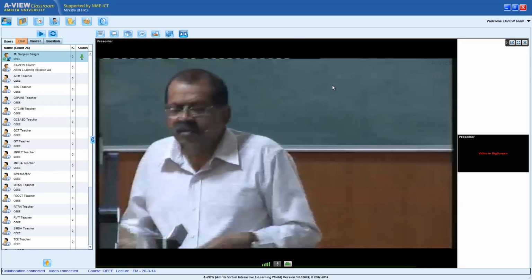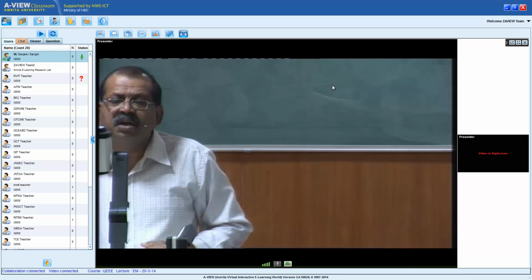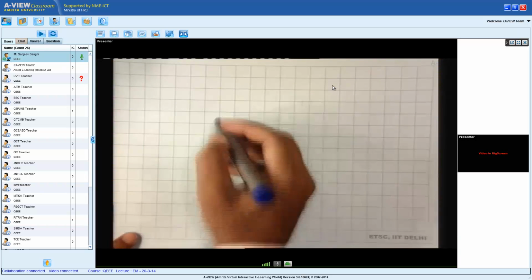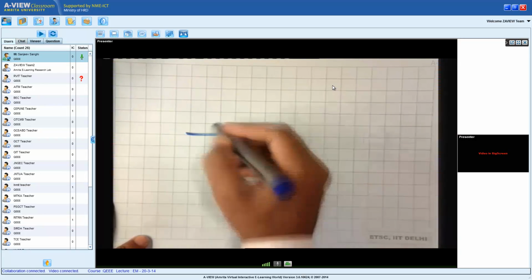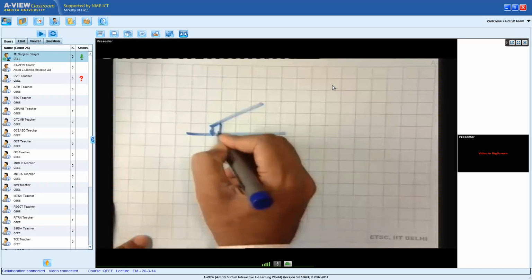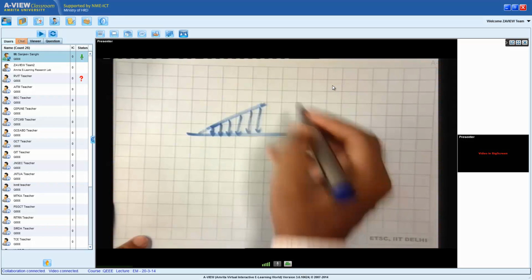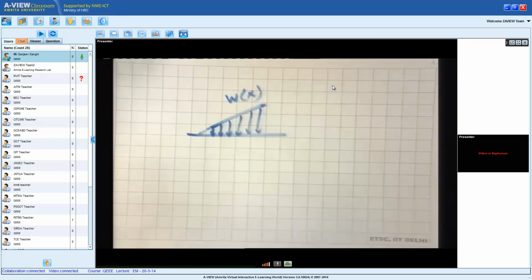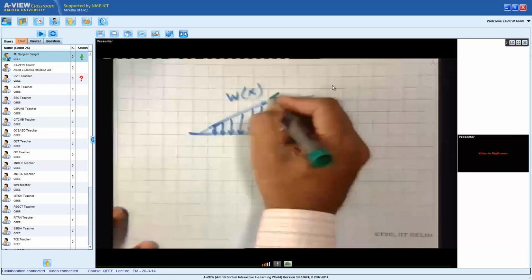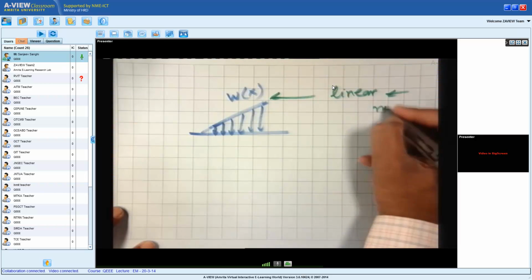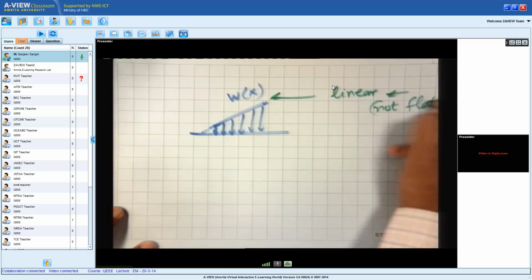Okay. Now, I think I'll just get back to the class. There's one more thing I'd like to discuss, just a small thing. Suppose you may come across a loading which is linear. Linear, which means not flat.